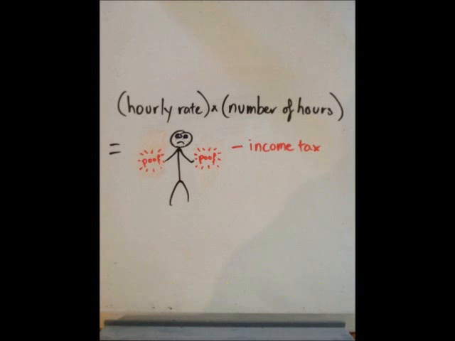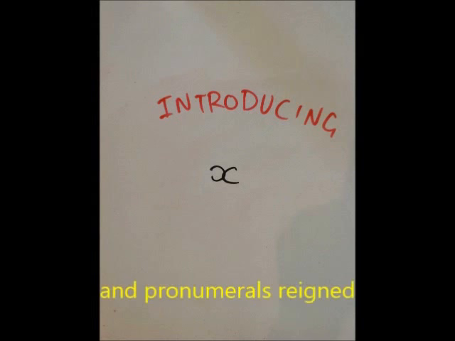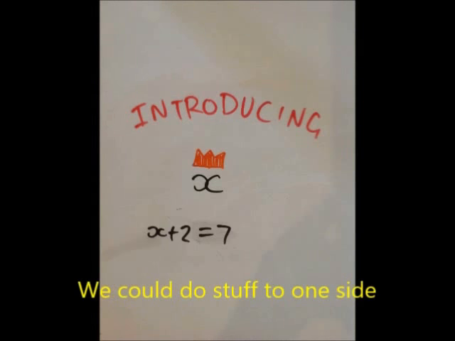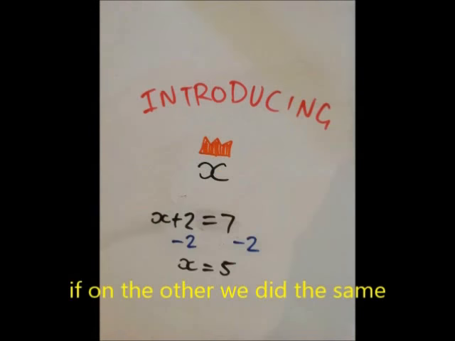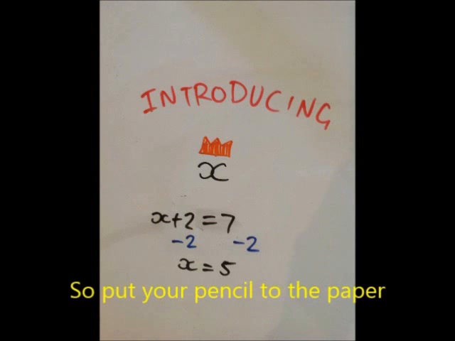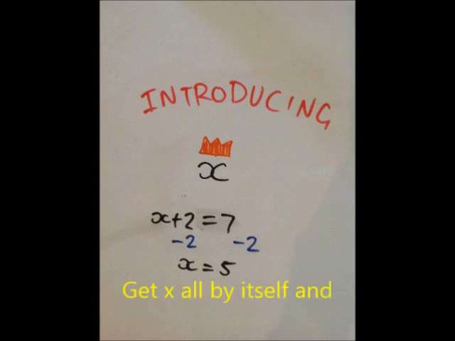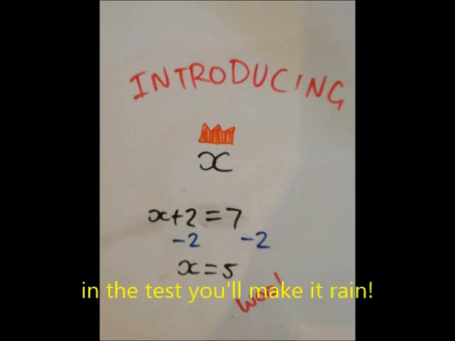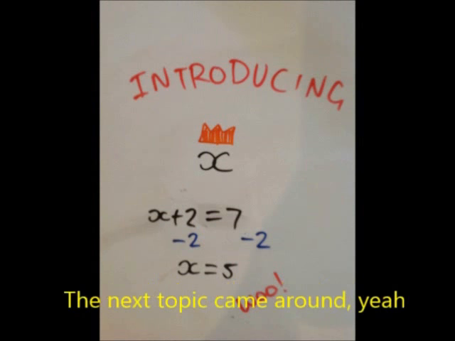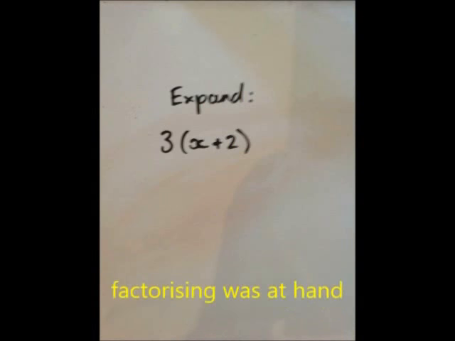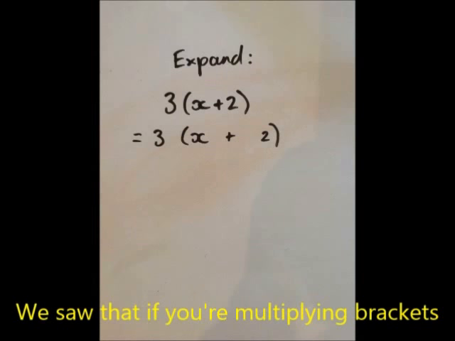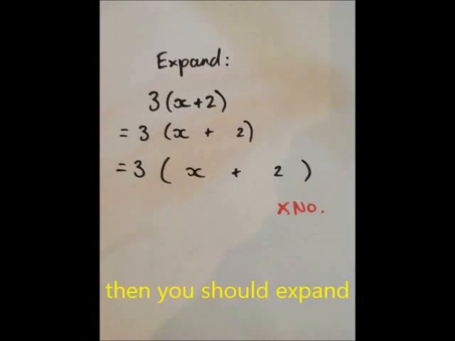Then algebra came and pronumerals reigned. We could do stuff to one side if on the other we did the same. So put your pencil to the paper, connect it to your brain. Get X all by itself and in the test you'll make it rain. The next topic came around, yeah, factorizing was at hand. We saw that if you're multiplying brackets then you should expand.